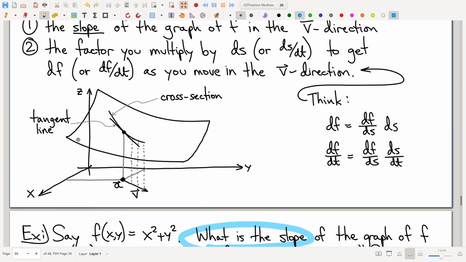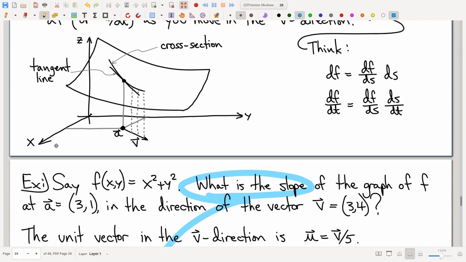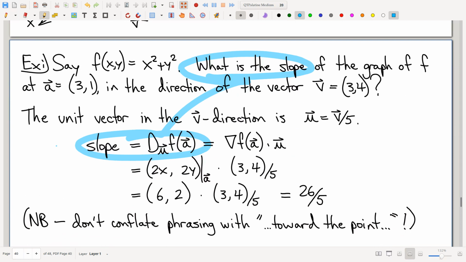Right back here, directional derivative, slope of the graph. So cool. All right. So I've got an answer. I've got a foot in the door. I'm going to answer this question by computing a directional derivative.